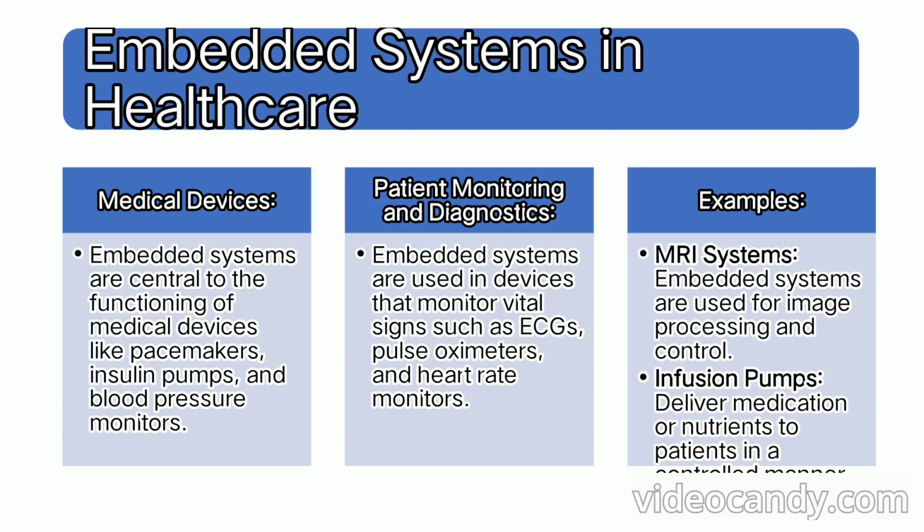For example, MRI systems and infusion pumps. MRI systems are used for image processing control, and infusion pumps are used to deliver medications and nutrition to the patient in a controlled manner, on time.